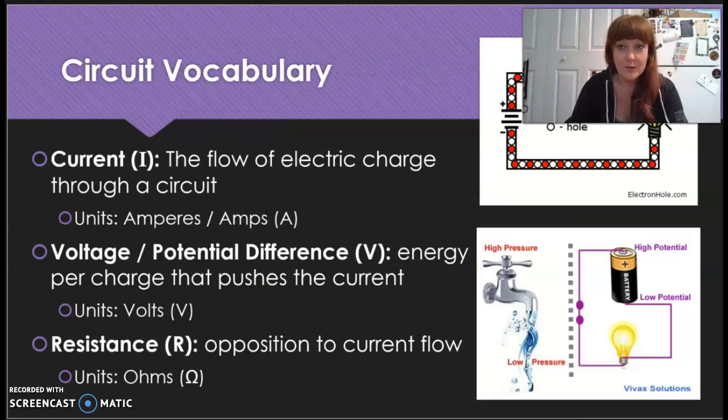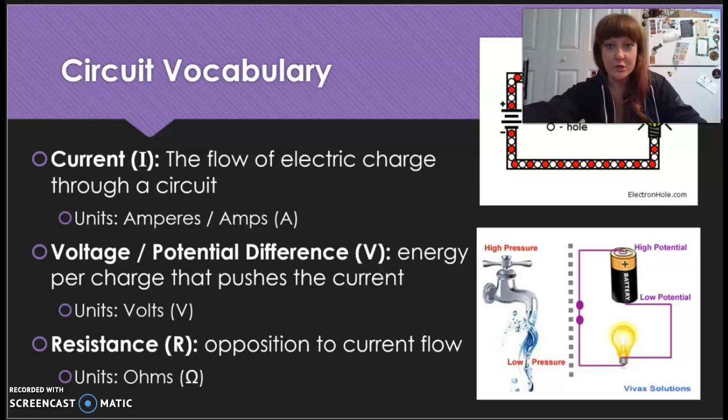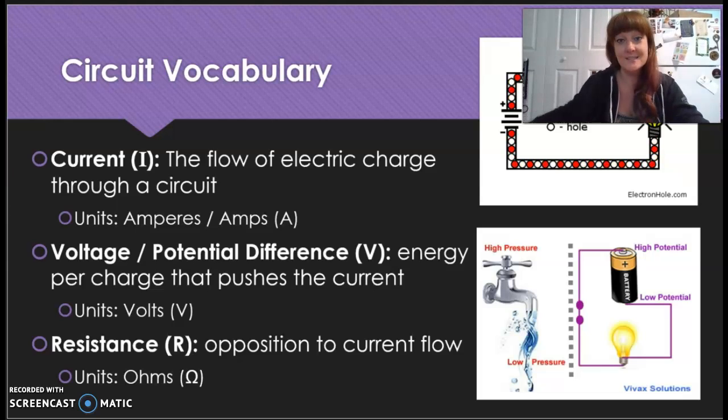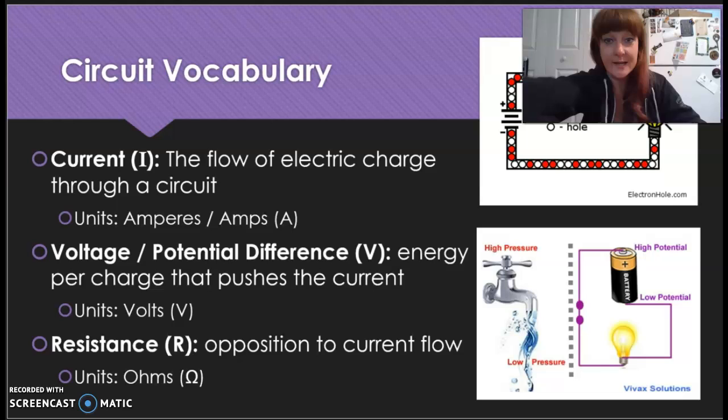So let's talk about what this current is. Electric current, the symbol for that is a capital I. Think of intensity. Current is the flow of electric charge through a circuit. So if you have more current, your light's going to be brighter. You're going to have a more intense light. The units for electric current, we call them amperes or sometimes amps. You'll see a capital A to measure that.